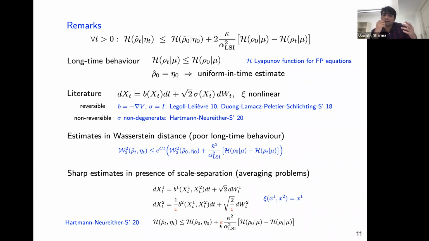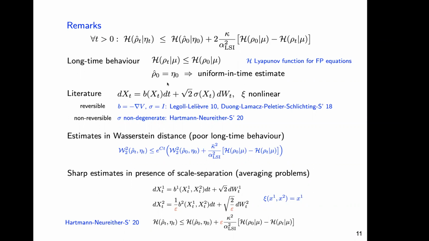So even though the results that I showed you are in the absence of scale separation, if you did have scale separation, these results are quite sharp. Okay. Now I have, I think, another 10 minutes to go. So I just want to spend some time talking about how one goes about showing such a thing.